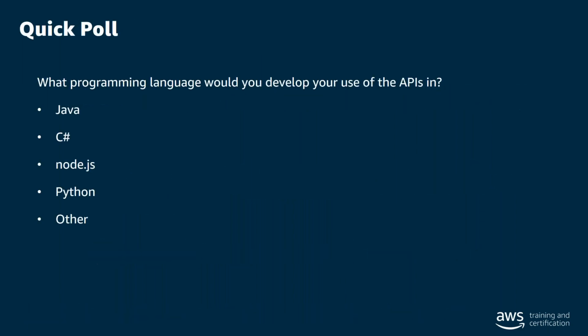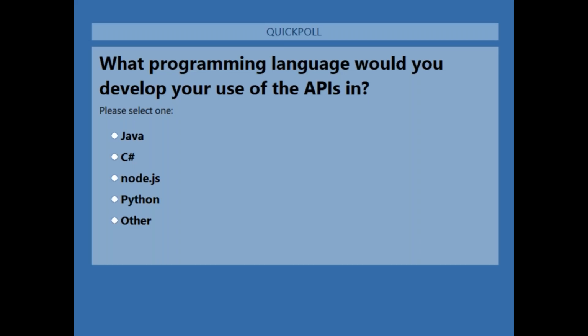So with that, I'd like to pose the next question, which is a quick poll on what programming language you would use to develop your use of the APIs in. Obviously there's a plethora of programming languages, but I'm going to cover some of the major ones that I'm aware of being used. So Java, C#, Node.js, Python, or another programming language. So let's give some time here for answers to come in.